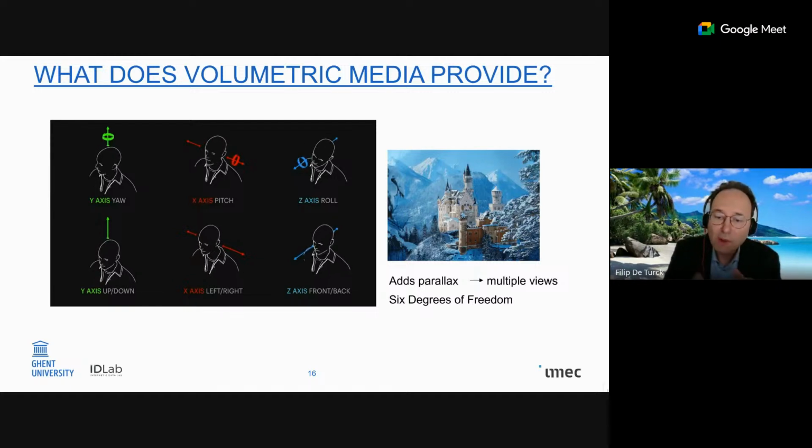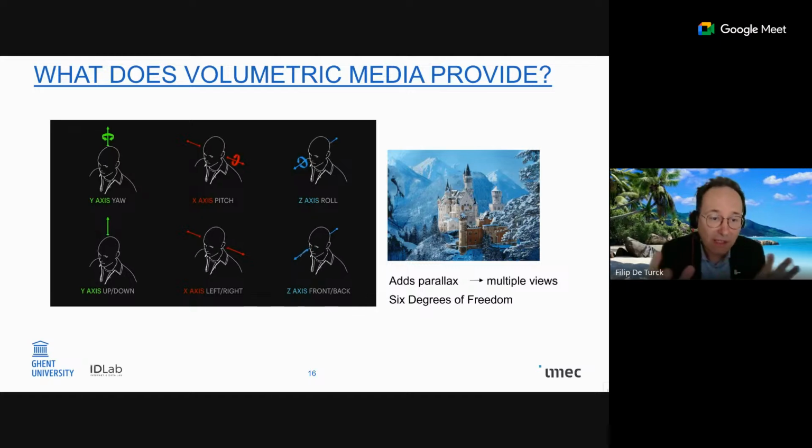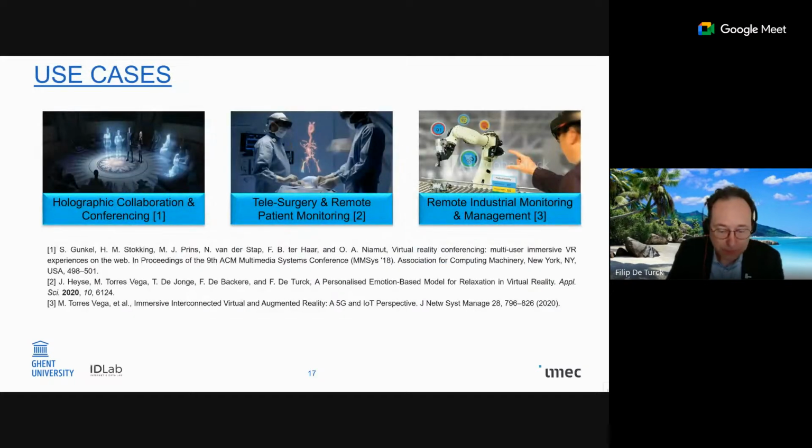And for instance, if we make use of Google Meet or Zoom, then typically we have 2 dimensions. And if we make use of volumetric media, then we have 6 degrees of freedom. And there are many important use cases for this. And one of them is the holographic collaboration and conferencing.